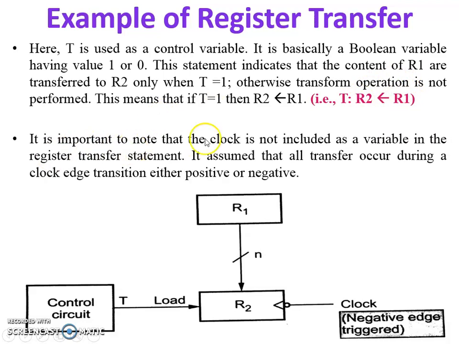It is important to note that the clock is not included as a variable in the register transfer statement. This is the register transfer statement, but the clock is not included in it. It is assumed that all transfers occur during a clock edge, either positive or negative. When the clock is equal to 0, at that time T is equal to 0. If the clock edge triggered is negative or positive, at that time R2 will be active.